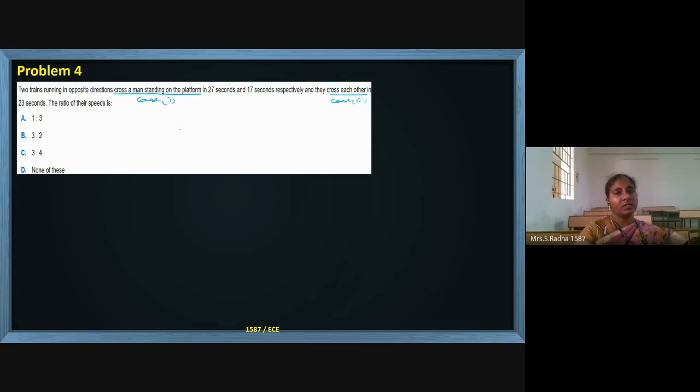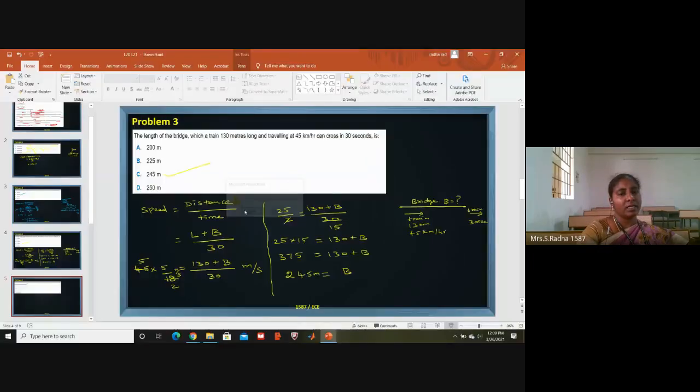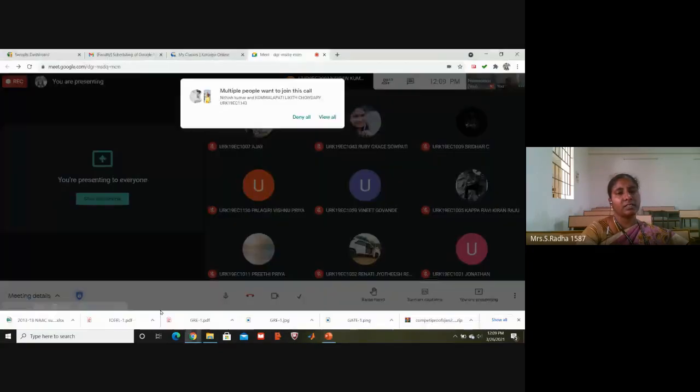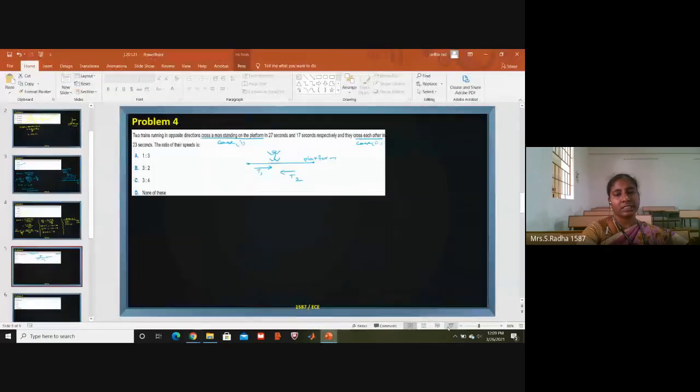Now case 1, there is a railway platform, and a man is standing on the railway platform, and two trains are coming, moving in opposite directions. Let this be train 1, this be train 2. They are crossing the man in 27 seconds and 17 seconds respectively.